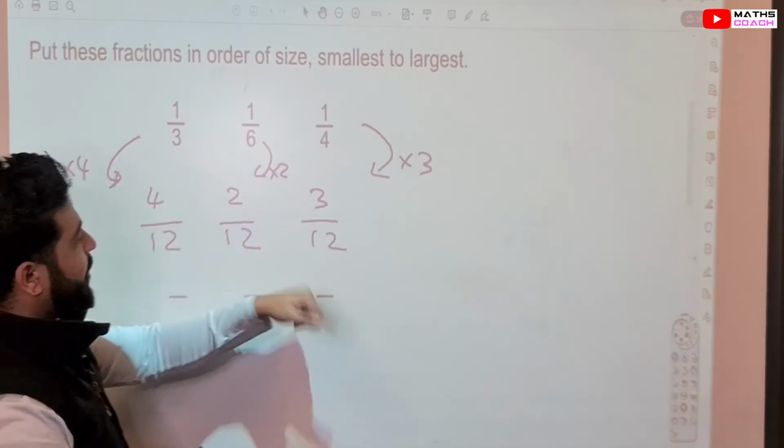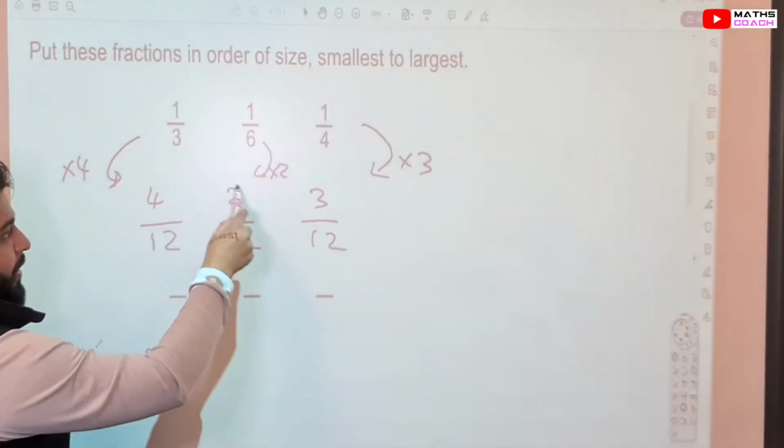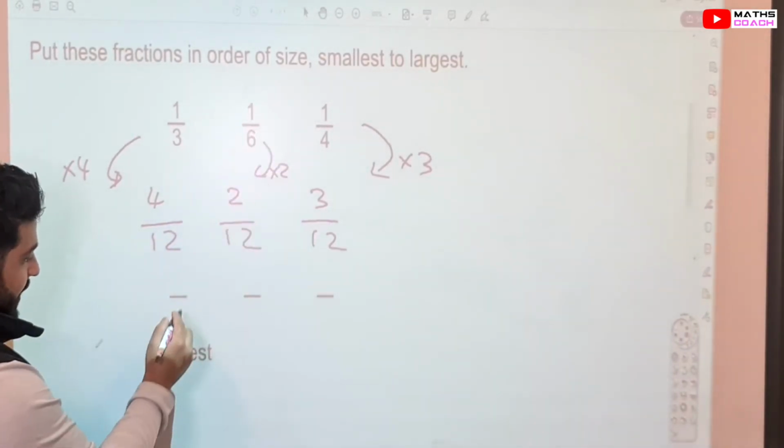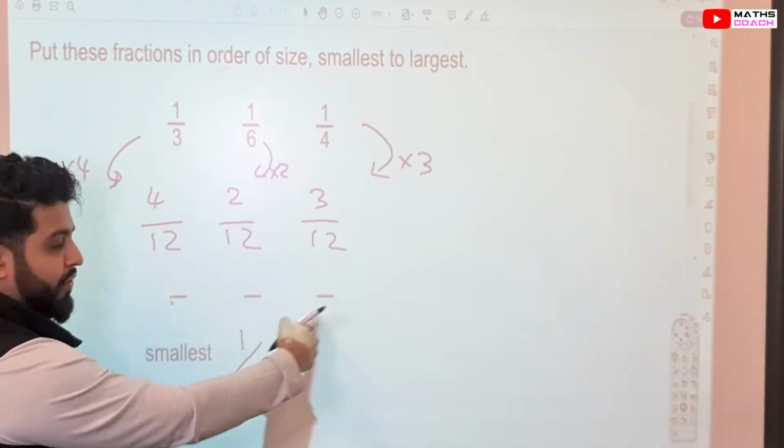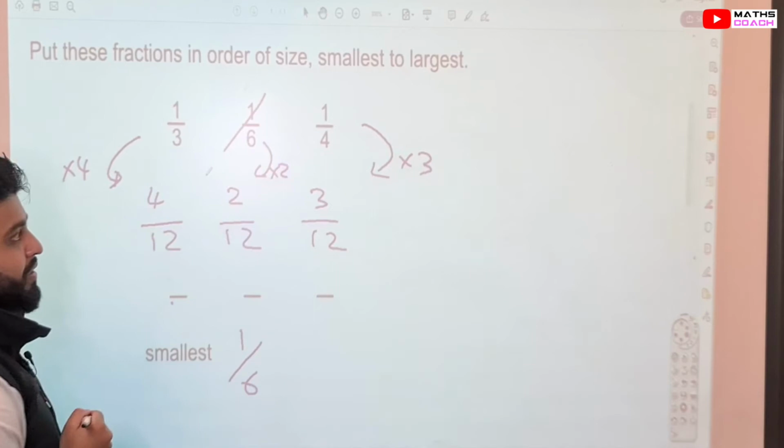So, which of these fractions is the smallest? We know that this one is the smallest, so 1/6 is going to be, we'll write it here. I know it says to write it here, but we've run out of space. So 1/6 is the smallest.